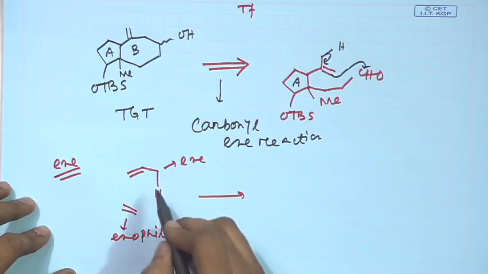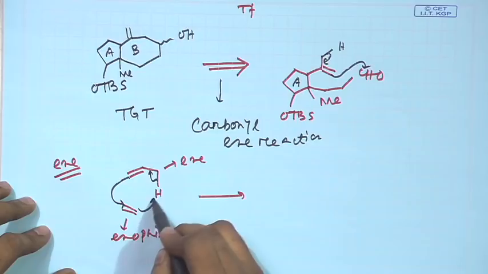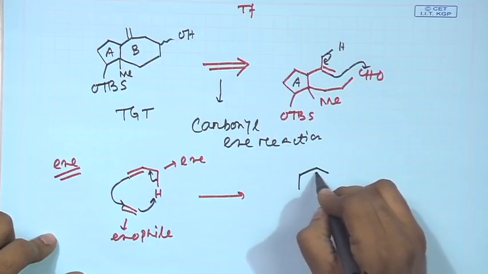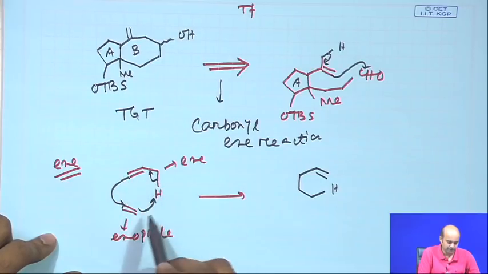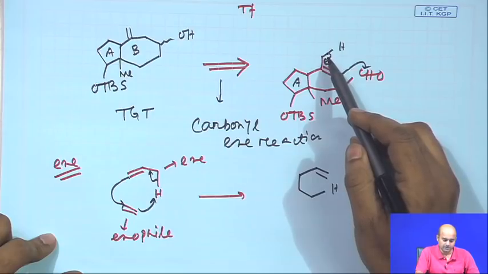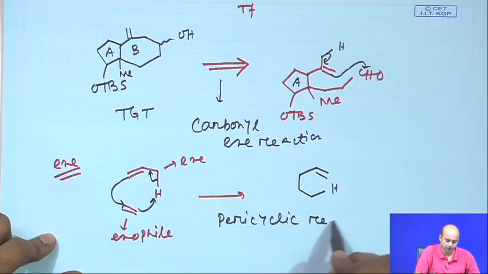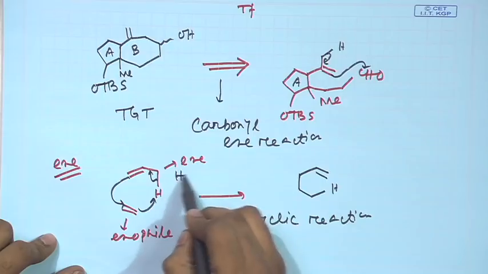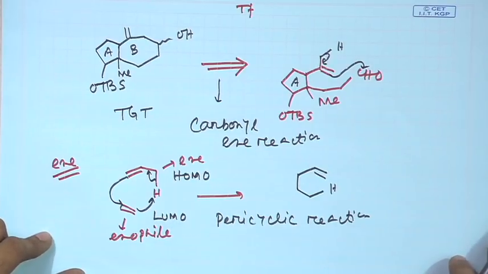Now, this reaction basically says that you try to close or make a ring, so this hydrogen which was here has been shifted to this end. The ene reaction is a kind of pericyclic reaction, and you will find that effective HOMO-LUMO orbital interaction is needed. The HOMO of the ene and the LUMO of the enophile will interact in a very efficient way.